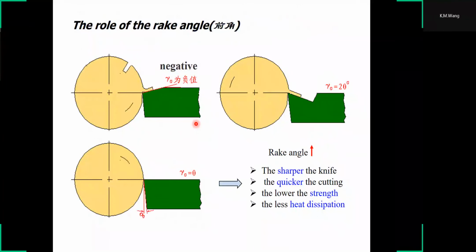Okay. This is the role of the rake angle. We can see this picture. The rake angle is the angle between the rake face and the reference plane. This is the reference plane, and this is the rake face. In this picture, the rake angle is negative. We can see that this angle is negative, and in this picture the rake angle is positive. This is the reference plane, and this is the rake face.